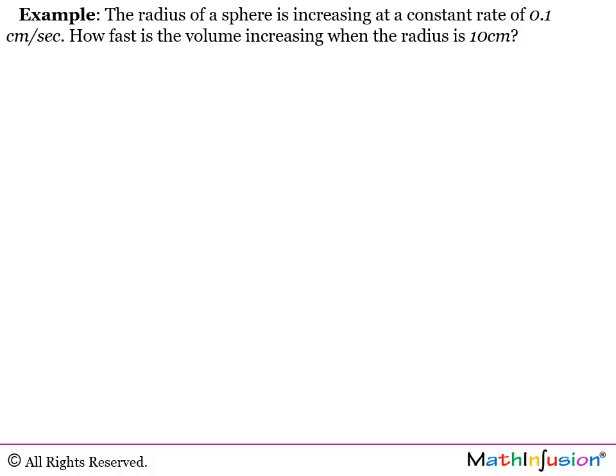Example. The radius of a sphere is increasing at a constant rate of 0.1 centimeter per second. How fast is the volume increasing when the radius is 10 centimeters? Please note that V, the volume, and R are functions of the time. So when we differentiate V and R, we have to take this into account.